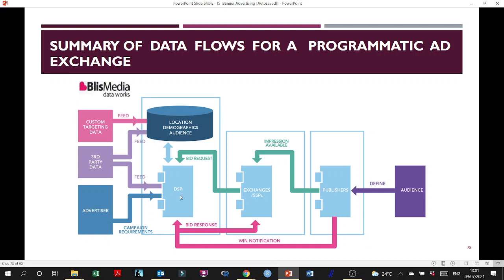In any case, once the auction is done, the bid response will be delivered from the DSP to the exchange, and then the exchange will of course display such information on the publisher's reports through the supply side platform. And then once the advertisement is served successfully, there is a win notification sent to the demand side platform also to record this click or view, so that they will be charged for it. And this is from Bliss Media DataWorks.